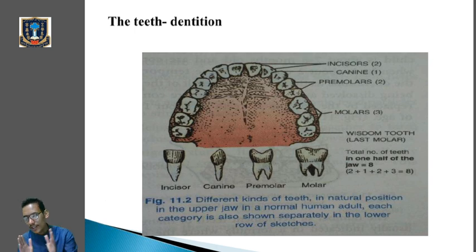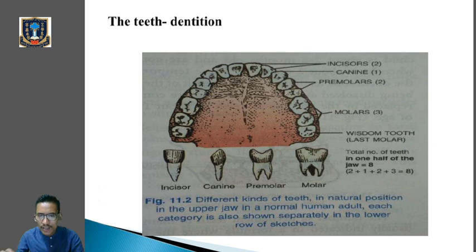When we combine the 4 parts of the jaw, then we have 32 teeth. So 8 into 4 will be 32. One half has 8 teeth. When you consider this half, we have 16. When you consider both halves, then we have 32 teeth. Clear? And the different teeth are incisor, canine, premolar, and molar. We are going to deal with each and every tooth.